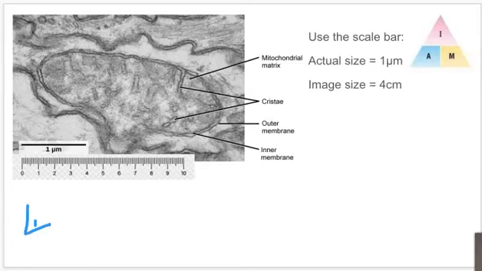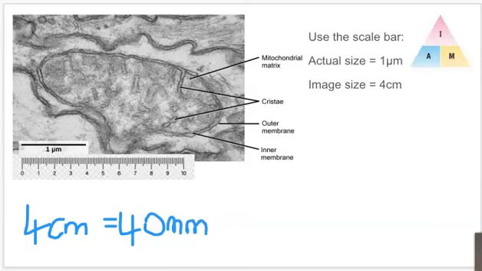So let's put them into the same units. So 4 centimeters is the same as 40 millimeters. And now we need to times it by 1,000 to work out how many micrometers there are. So it's 40 times 1,000, so 40,000 micrometers.